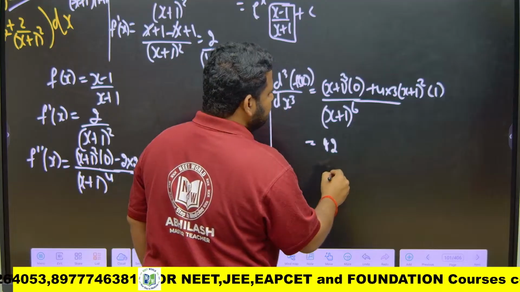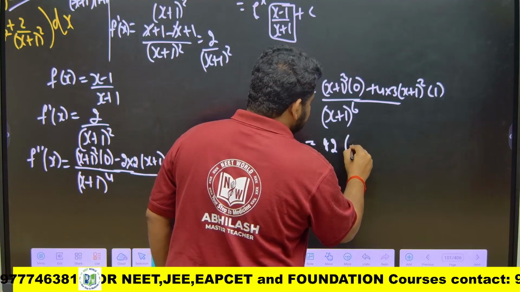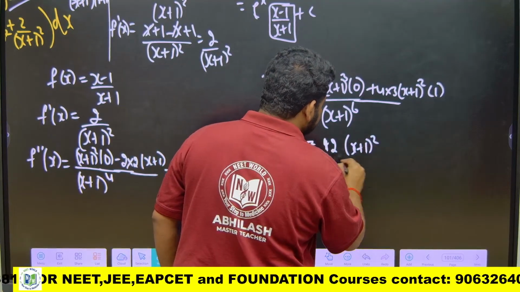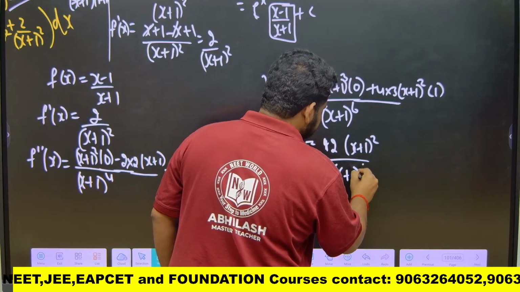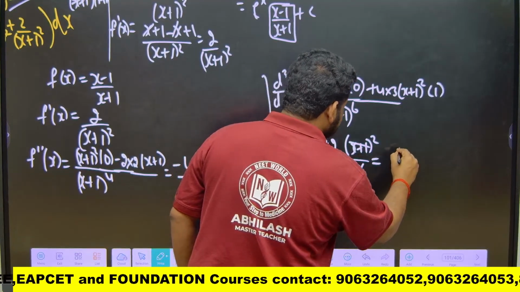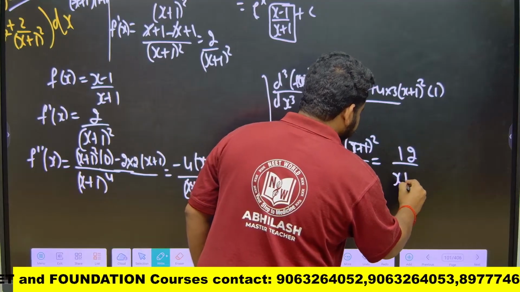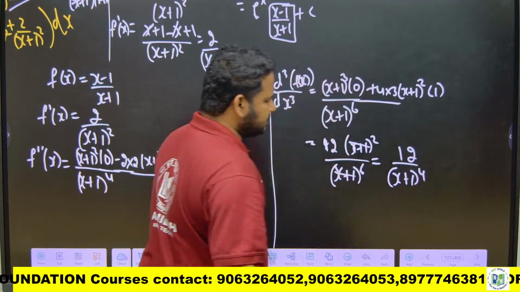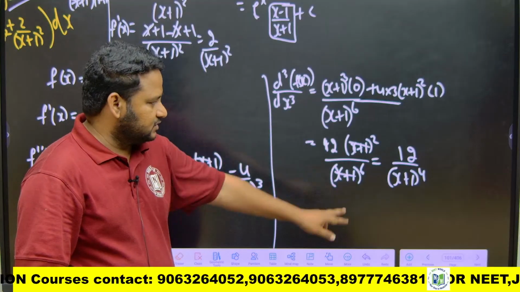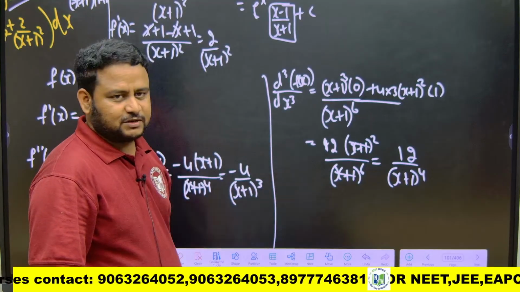So 12 into (x plus 1) whole square divided by (x plus 1) to the power of 6. I can cancel this, and I will get 12 by (x plus 1) to the power of 4. Okay, this is what I got: 12 by (x plus 1) to the power of 4.